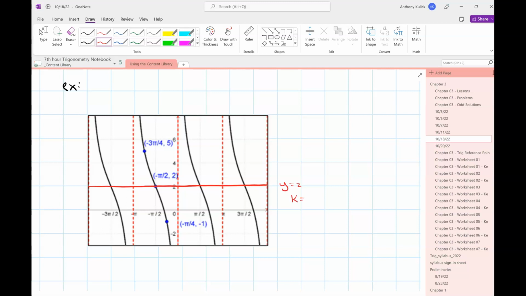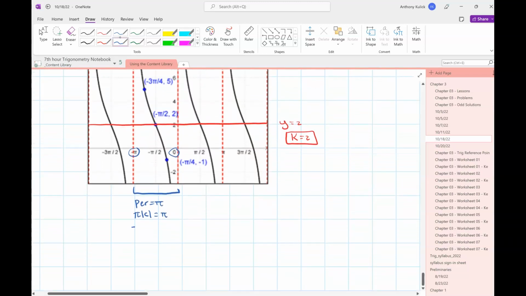So I know that the k is 2. We're going to look for that period going from -pi to 0, which is just pi. So the period here should be c equals 1 or -1. But we all at this point should be comfortable. Just the c we always choose to be positive.